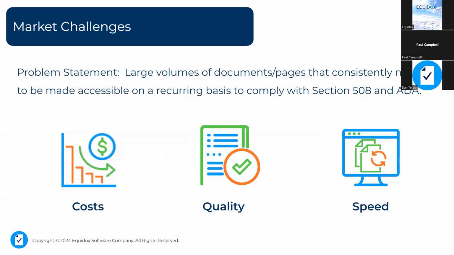Quality, number two. Because of the cumbersome manual processes discussed, auto tagging mishaps and other issues, multiplied by the volumes of pages and scope and complexity, organizations are left exposed to noncompliance and potential lawsuits because of these elements.